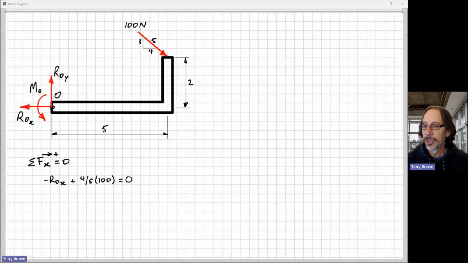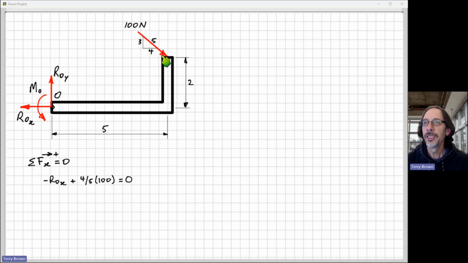So let's look at our forces that we have. So we've got minus ROX, so that's acting to the left. According to our assumed sign convention of being positive to the right, that's a negative unknown force. And then we have the horizontal component of this force here. So I've just used the 3, 4, 5 triangle ratio here.